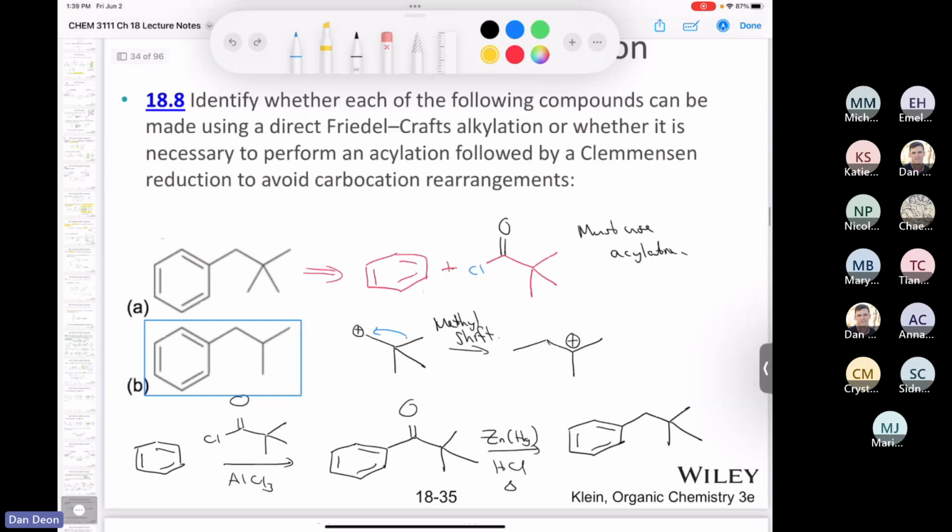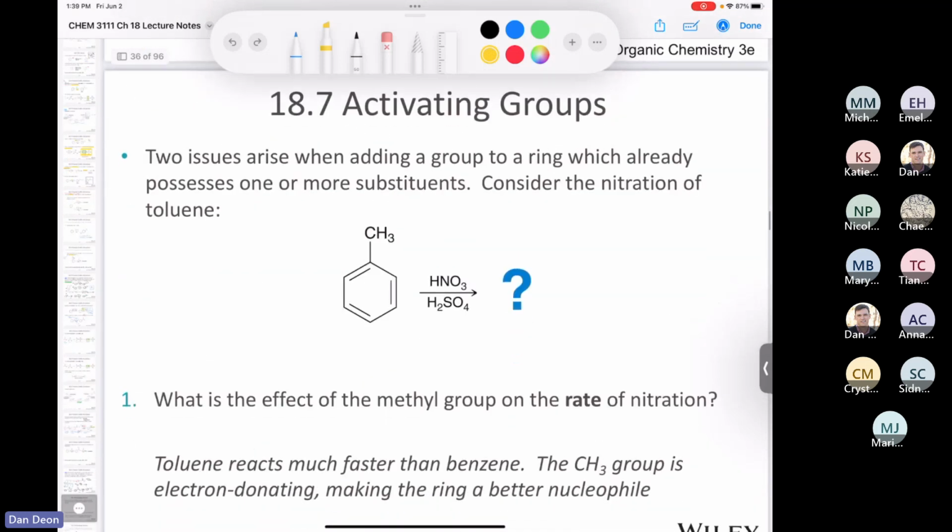So let me show you what I mean if you're not following here. What I mean is something like this. What if we have a methyl group on our aromatic ring? What if we have a toluene and we want to do a nitration? Where is the nitro group going to go? Is it going to go in the ortho, the meta, or the para position? And that's, again, what we're going to cover in the next few sections.